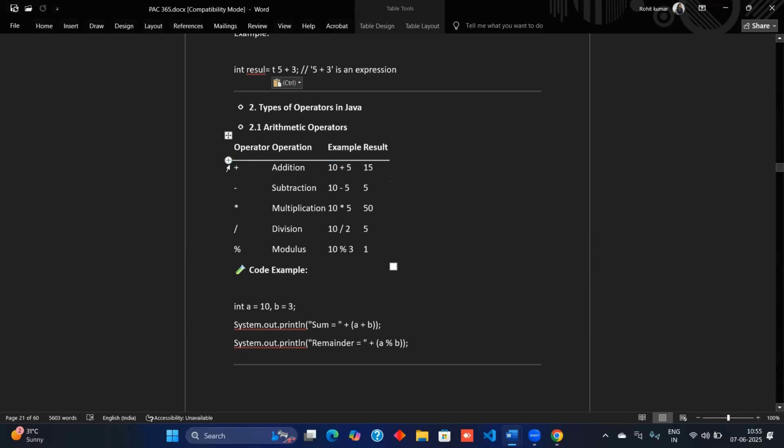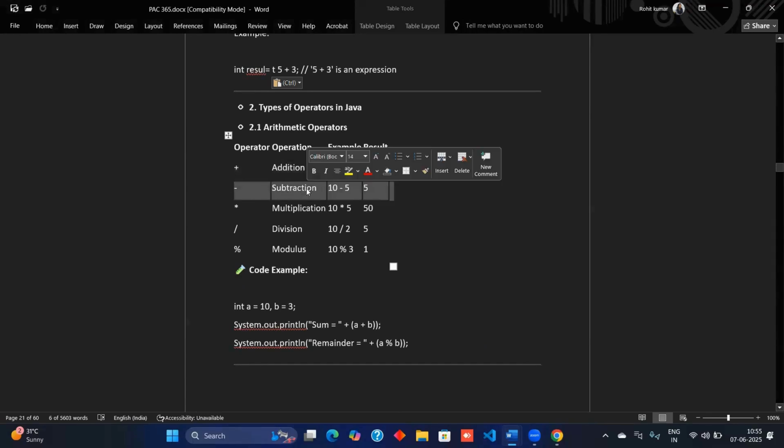Now coming on to addition, we have the plus sign, and the result is equal to 10 plus 5, which is 15. 10 plus 5 equals 15. We very well know how the answer comes. For subtraction we use the subtraction sign, then 10 minus 5 equals 5.